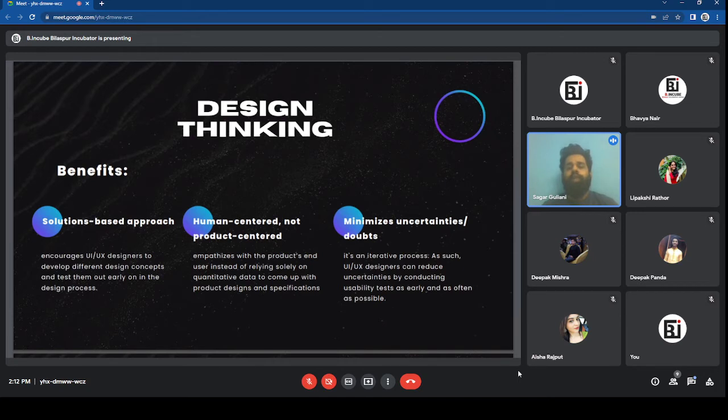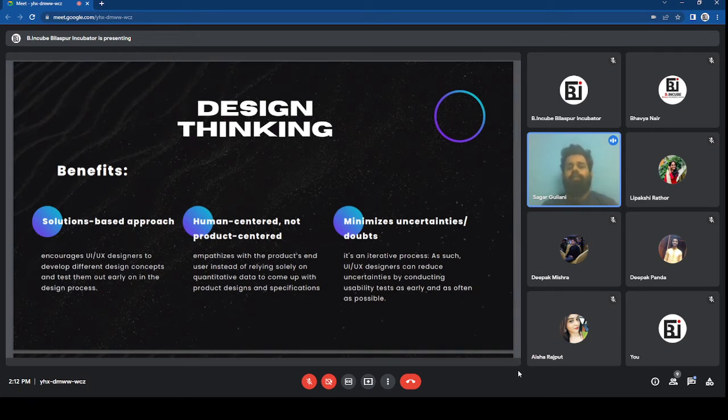You have to go to the end user, right? And not rely solely on quantitative data. So we will gather the quantitative data from the end users based on the prototype that we created or the design we have built in the first round. Right? It considers user behaviors, emotional state, user need, user mindset, and all the things. Right. So the third benefit is that it minimizes the uncertainties or the doubts.